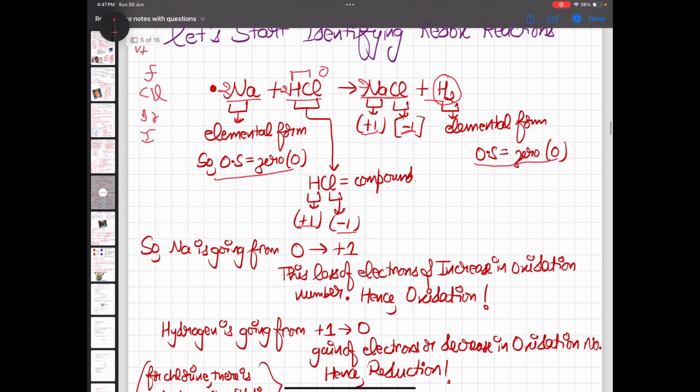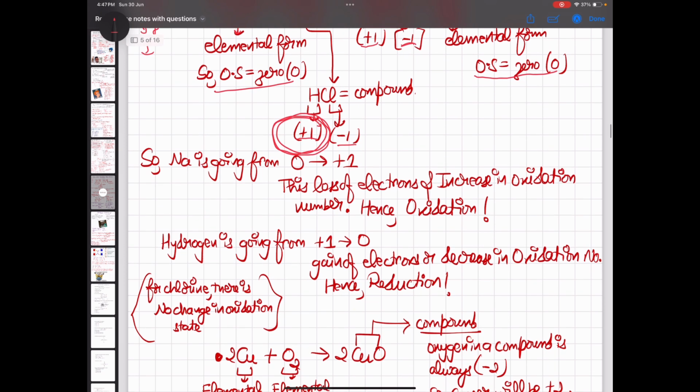Now, if you look at hydrogen, see, hydrogen in HCl has a charge of +1. But in the products, it is present in elemental form. What is the charge on elemental form? What is the oxidation state in elemental form? In elemental form, oxidation state or charge is always 0. So, hydrogen is transitioning from +1 oxidation state to 0.